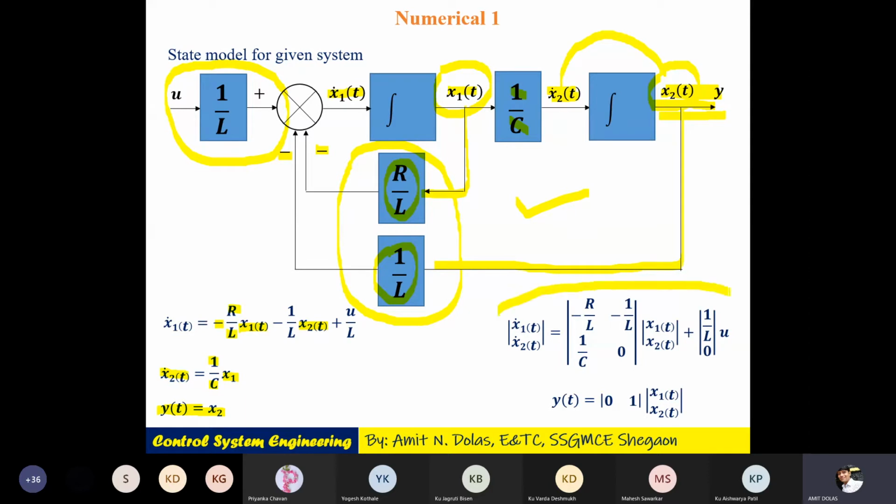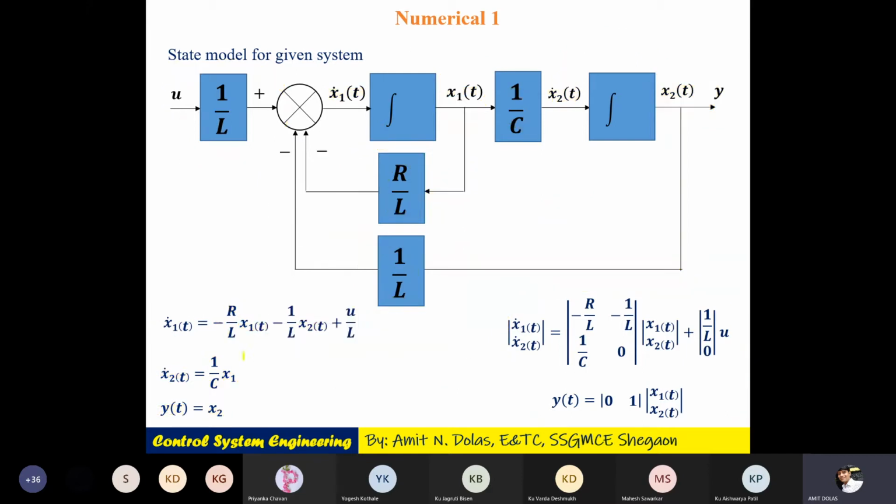This matrix I have used as it is from the previous PPT. You may see the matrix and the equation together here. That is x1 dot. What all comes in x1 dot? Here is minus r by l, minus 1 by l and 1 by l.